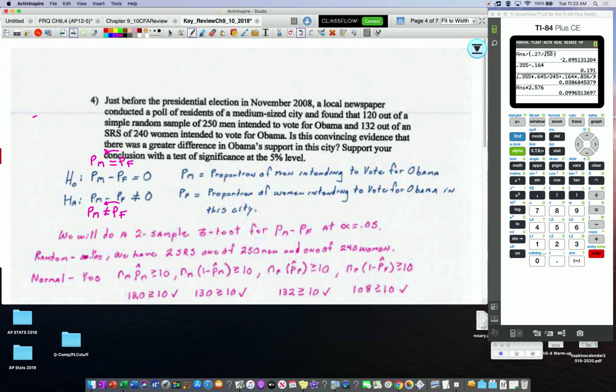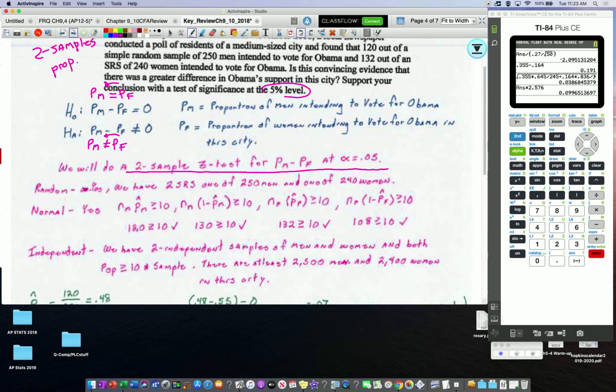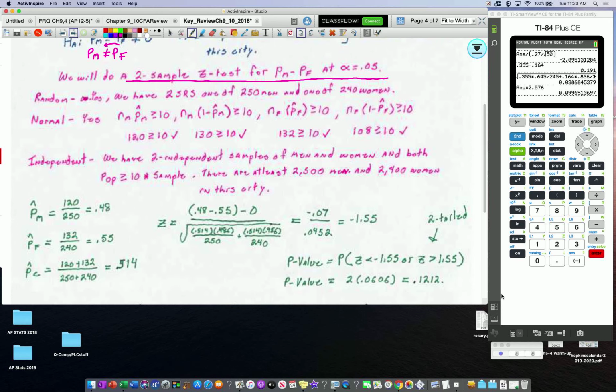I have two samples, and they're both proportions, hence why I'm doing a difference between two proportion tests. So a two sample Z test for a difference of proportion at the 5% significance level. They actually say that level right there. Right? So random, normal, independent.